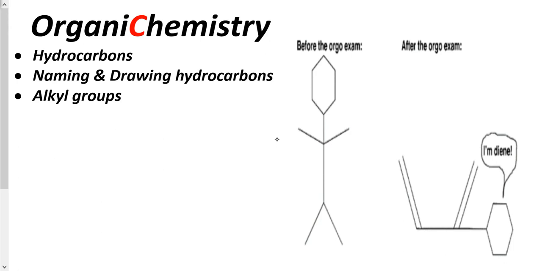Today we are going to talk about hydrocarbons, naming and drawing hydrocarbons and alkyl groups in terms of the Regents exam. Before we get started, please make sure to download the organic chemistry handout that is posted on Google Classroom, and also make sure to keep your reference table in front of you as we go through the questions.